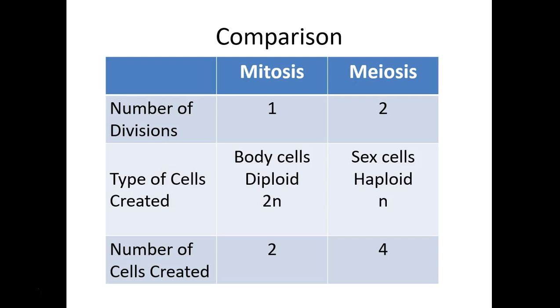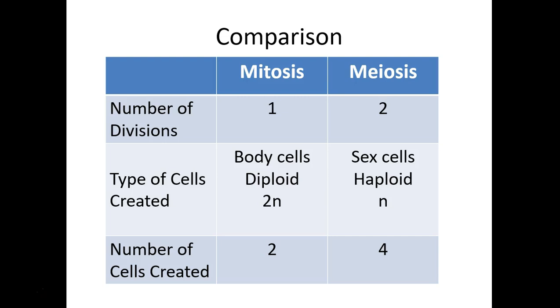So here's a table that shows you the differences. In mitosis, the cell goes through 1 nuclear division. In meiosis, we go through 2 divisions. In mitosis, we get body cells, or again, you might see somatic cells that are diploid, and we abbreviate that 2N because we have 2 sets of chromosomes. We have 2 of every type.